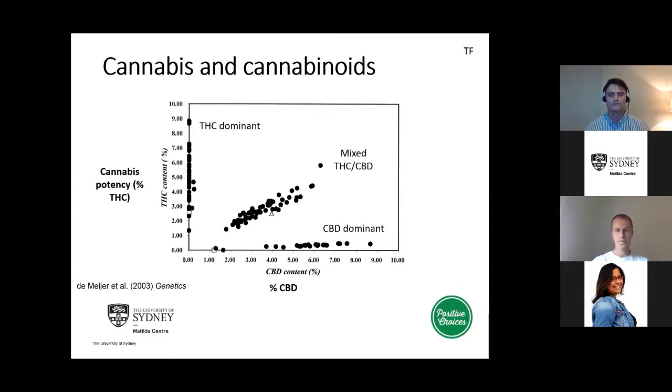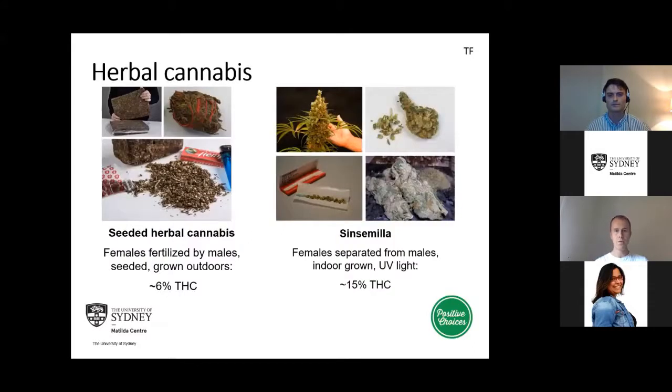Of course, you do see variation between THC and CBD in terms of their ratio in different cannabis products. When we think about herbal cannabis, typically this just contains THC, but there are very different types of herbal cannabis. So if left in its natural environment, cannabis is fertilized, so the female plants are fertilized by the males, and as a result they produce seeds. You can see this on the left, and the seed production reduces energy from the plant to produce THC. So you might see a low level of THC, around 6% for seeded herbal cannabis.